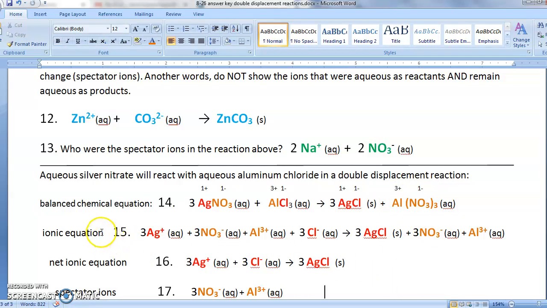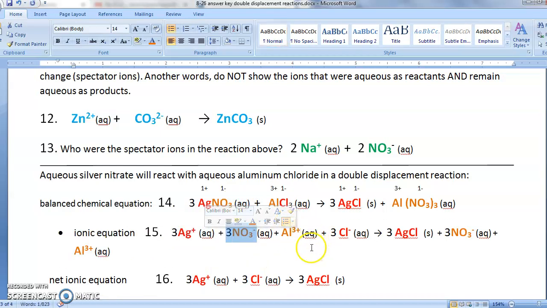Second thing they want us to do is write this in ionic form. Ionic form, as you remember, means if it's aqueous, we pull it apart into its ions. So we pull apart the silver and the nitrate into its ions. We have 3 silver ions floating around for every 3 nitrates floating around.